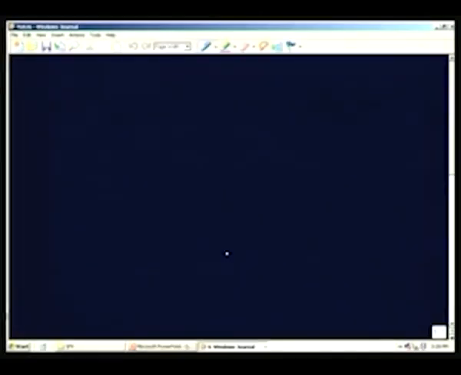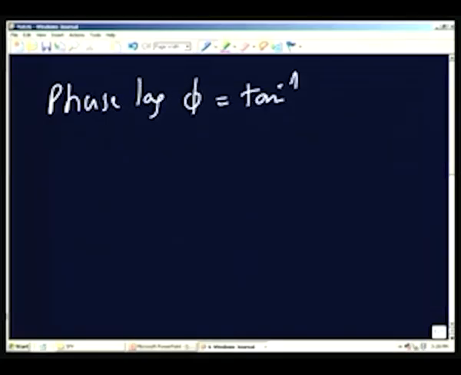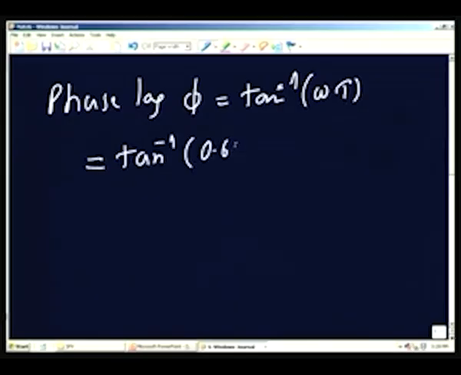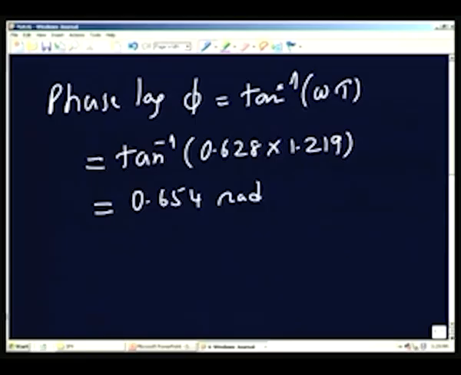We can also look at the phase lag, phi equal to tan inverse omega tau, which is equal to tan inverse of omega, 0.628, multiplied by 1.219. This will turn out to be 0.654 radians, and in terms of angles this will turn out to be about 37.5 degrees.